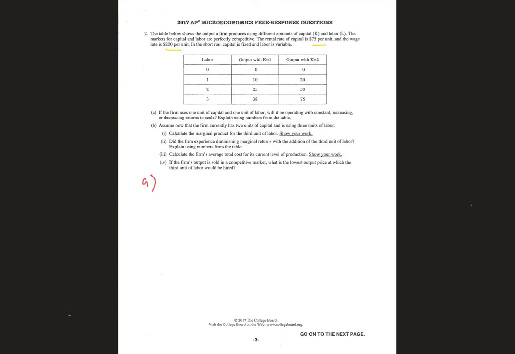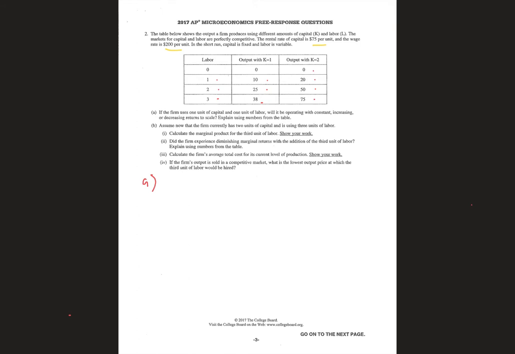Zero labor and two machines, I get no output. Once I hire the first worker and I have one worker using one machine, I get an output of 10. If it's one worker with two machines, I get an output of 20. Two workers with one machine is 25 output. That's what they make in total. If I have two workers and two machines, they're making 50 of the product. If I have three workers and one machine, 38 is the output, and three workers and two machines can give me a total of 75, okay? Total product of 75 units of whatever product is being produced.